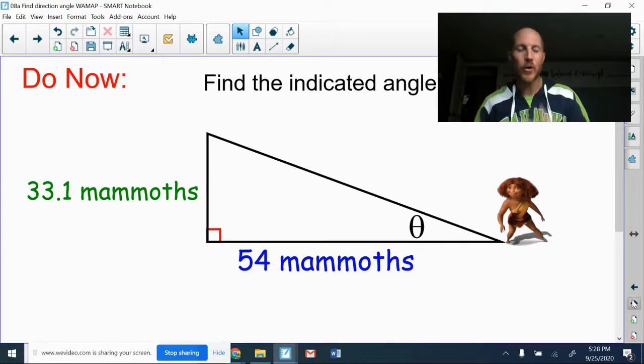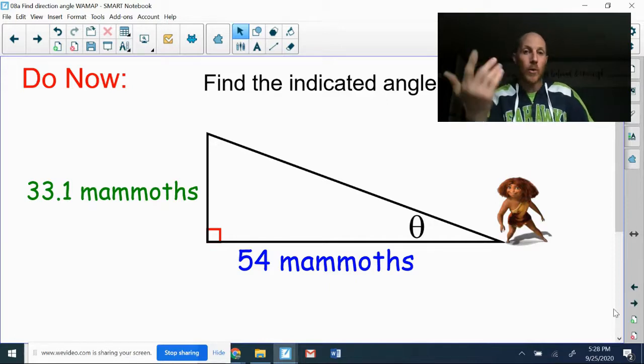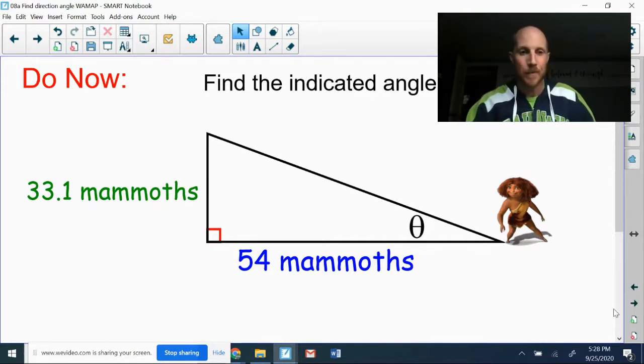So here's a problem: it's got Eep from The Croods in there, and she measures distances in mammoth lengths because you got to use what you got. So here's a right triangle. We find the indicated angle. Eep's already counted it out: 54 mammoths on this side and 33.1 mammoths on this side. Okay, go ahead and hit pause on the video, and I will wait for you to calculate that indicated angle.